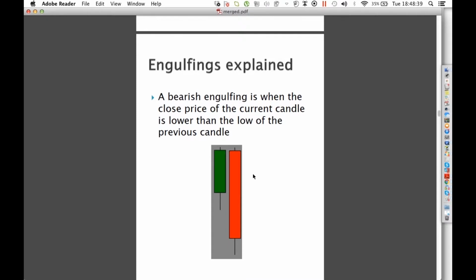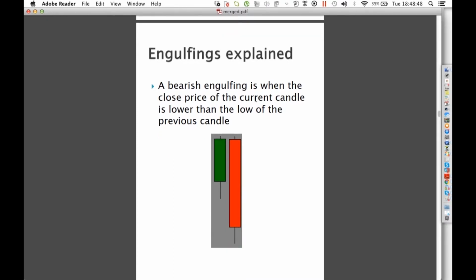Same concept as a bearish engulfing. A bearish engulfing is when the close price of the current candle is lower than the low of the previous candle. As we can see here, this previous candle put in a low over here, but then the next candle closed below the previous low. So that was the low attained there, but then price closes below that low, and that's what we call a bearish engulfing.